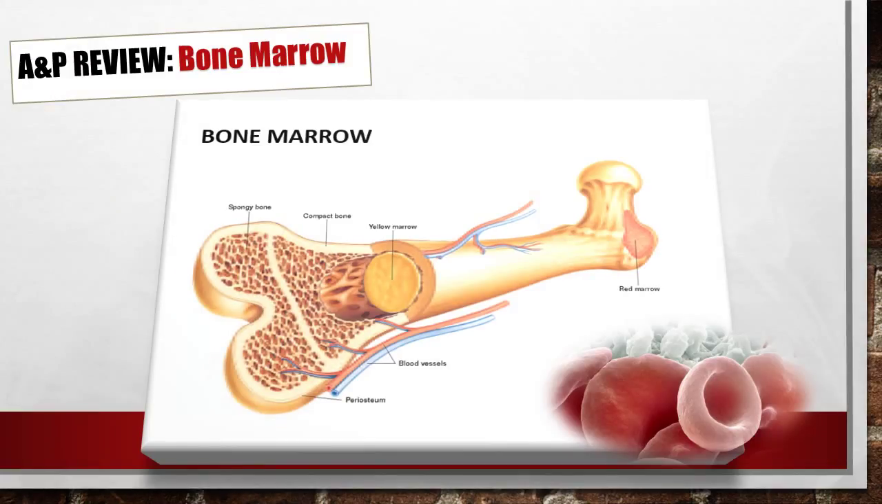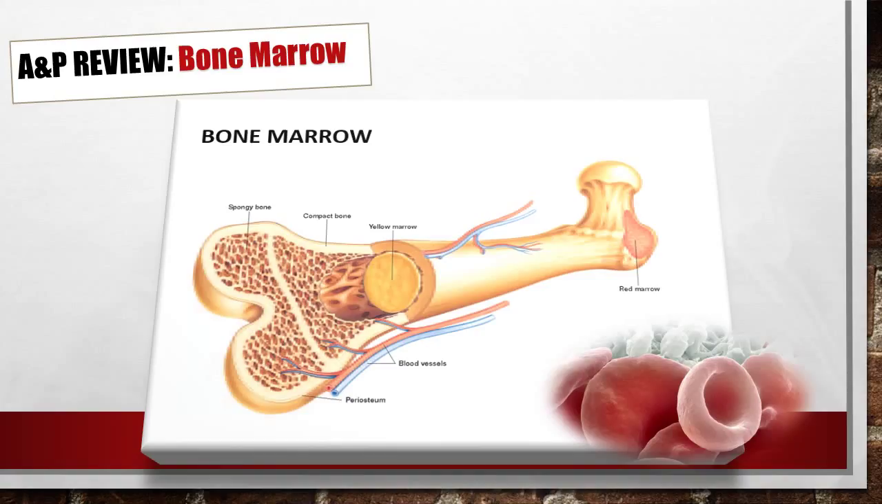Now, let's do a quick review of the bone marrow. The bone marrow is the blood-forming or hematopoietic organ in the human body. The bone marrow produces most of the cells of the blood, including red blood cells, or erythrocytes, white blood cells, and platelets. Each day, the bone marrow normally releases about 2.5 billion red blood cells, 2.5 billion platelets, and 1 billion white blood cells per kilogram of body weight.